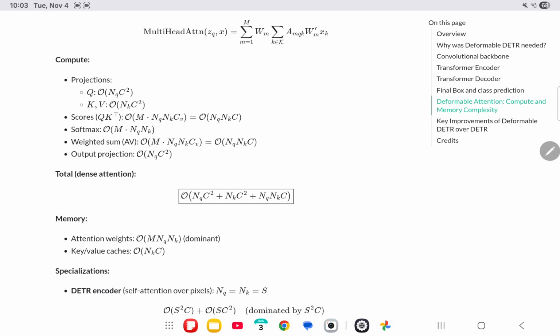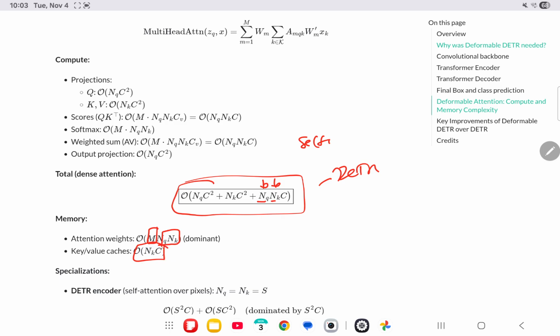And the output projection is also of the same type, NQC square. So this will be the total output, or the total computational complexity of this normal self attention which is used in DETR. And you can see that there is HW coming here, the number of query and number of key coming in, which is a big term, and so that is also coming in the memory as well, and you have to cache the NQCs. So these are the bigger terms contributing to the final computational complexity.